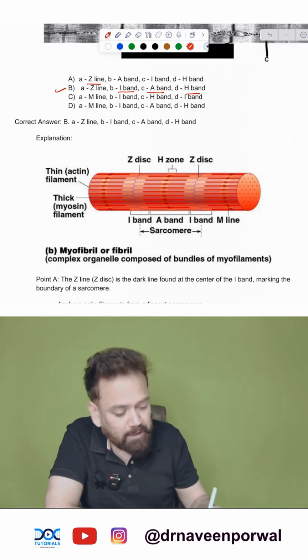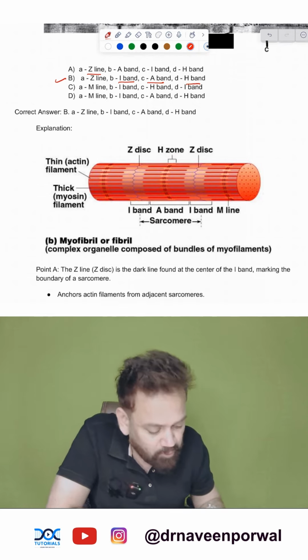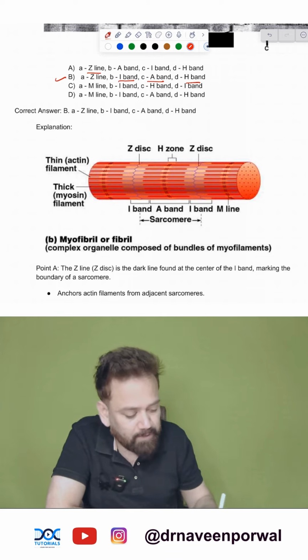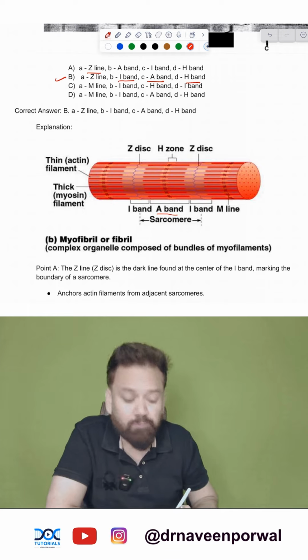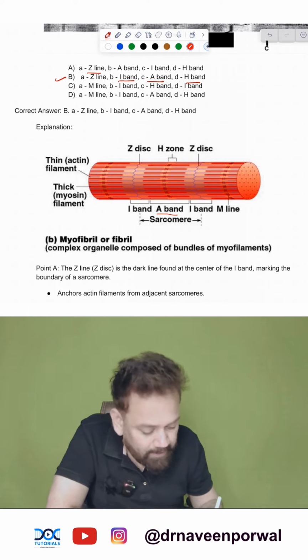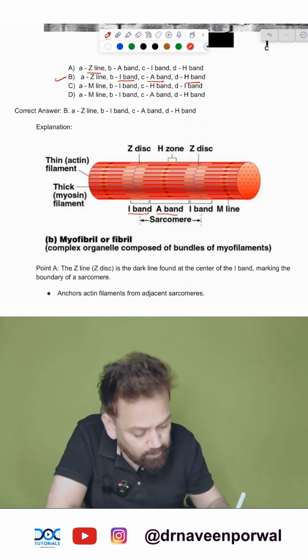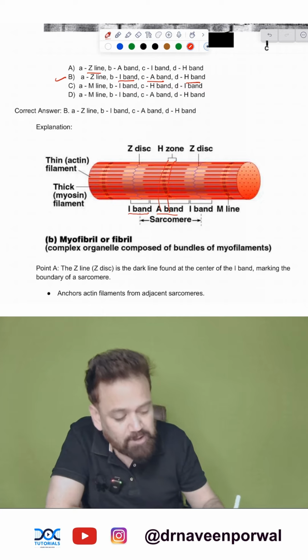Z line to Z line is called one sarcomere. In the center we have myosin. The red one is myosin. It is forming A band. So myosin is forming mainly A band. I band is mostly formed by the actin, and the unoverlapped area of the actin is called H zone.